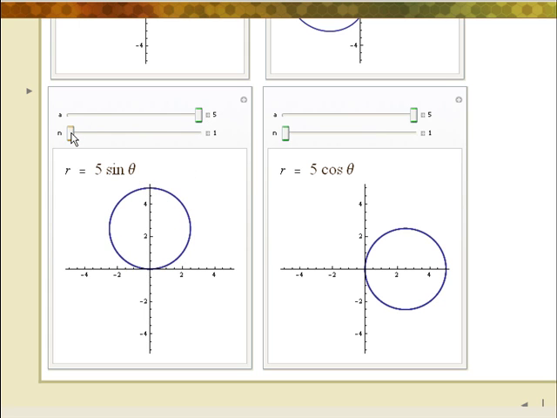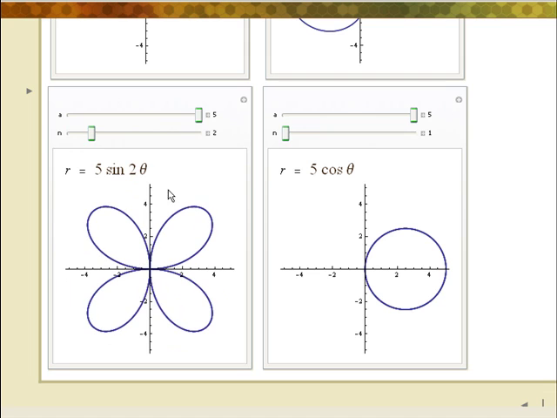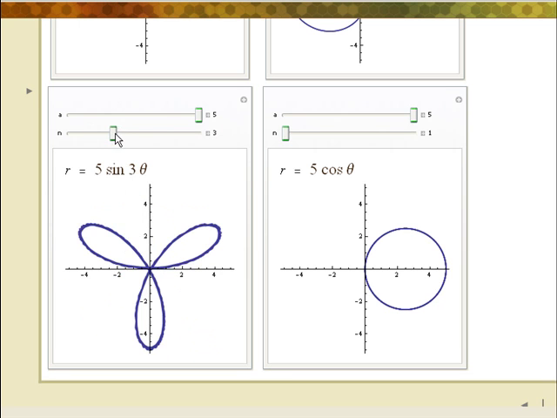So now if I start changing the n value, the n is going to be multiplied by this angle right here. So let's go ahead and take that up to a 2. So 5 times the sine of 2 theta. Here I start to get what's called a rose with 4 petals. So this looks like a flower, 4 petals. Before I had a flower of just 1 petal, like with this cosine. But once I bump that up to 2, now I get 4 petals. If I take this n up to 3, now notice this one's going to be 3 petals right here.